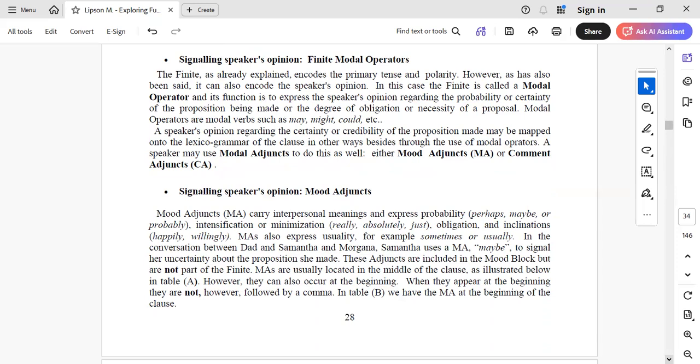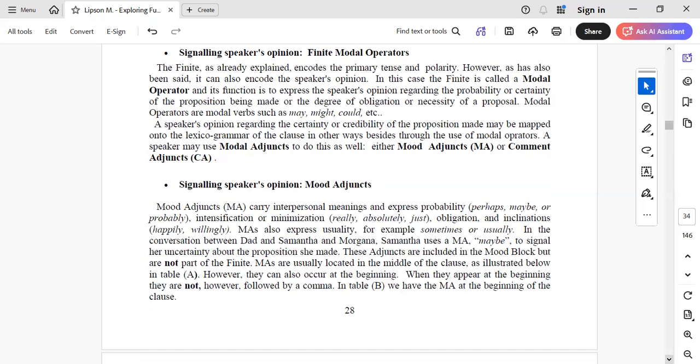Okay. Then we have another thing. These adjuncts are included in the mood block but are not part of the finite. MAs are usually located in the middle of the clause, as illustrated below in the table. However, they can also occur at the beginning. When they appear at the beginning, they are not followed by a comma. In table B, we have the MAs at the beginning of the clause. Now look at this table.